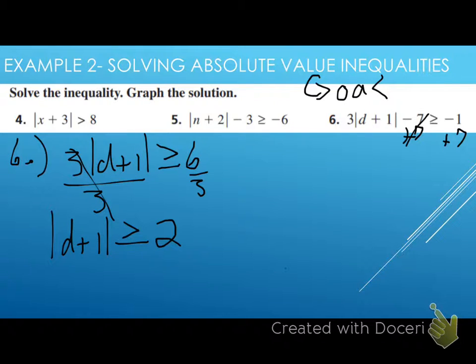Is my absolute value now by itself? Yes, it is. Now I can finally check my C value. What's my C value now? 2. Is my C value greater than 0? Yes, it is. So can I set up my 2 inequalities? Yes, I can. What's my first one? D plus 1 is greater than or equal to 2. Exactly the same without the bars.